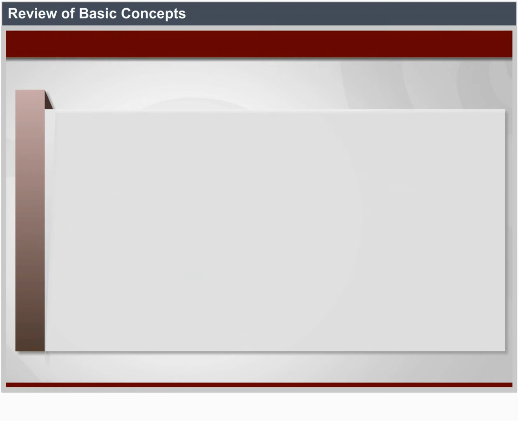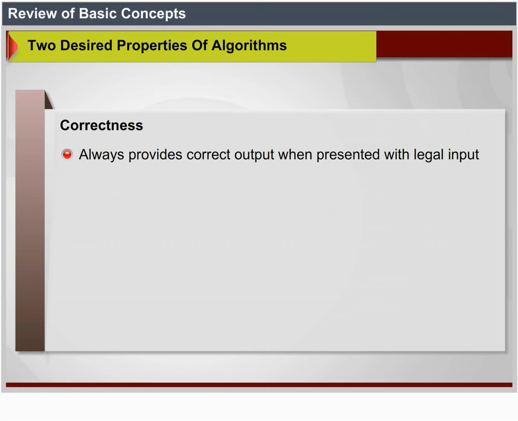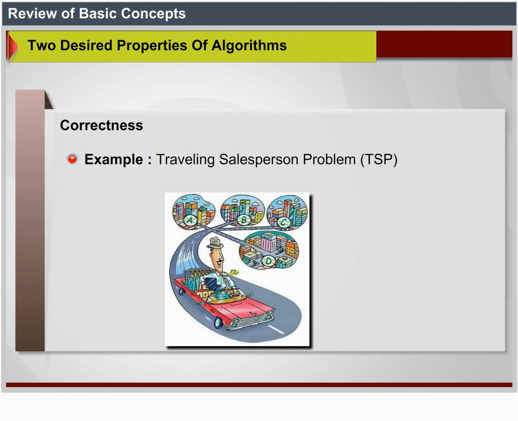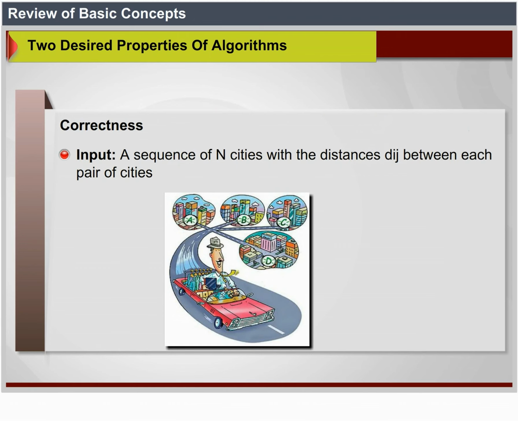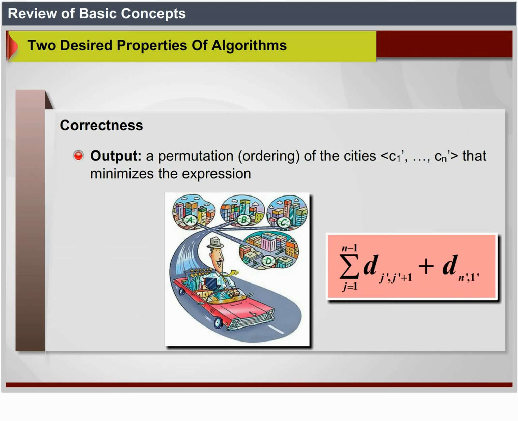Two desired properties of algorithms. Correctness: always provides correct output when presented with legal input. Example, traveling salesperson problem. Input, a sequence of n cities with the distances dij between each pair of cities. Output, a permutation ordering of the cities C1 to Cn that minimizes the summation of j equal to 1 to n minus 1 of d(Cj', Cj'+1) plus d(Cn', C1').